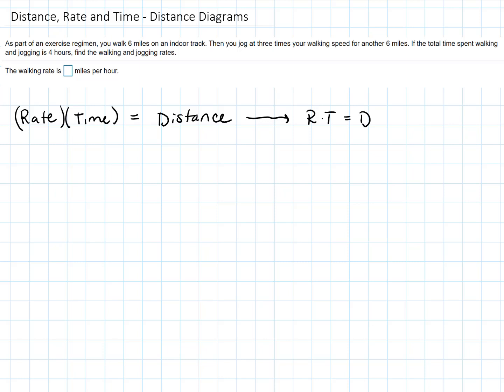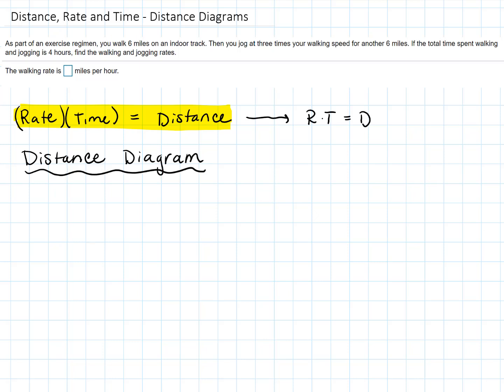So we're given a lot of information, and when I have a problem like this, I like to organize it, because there's so much information and I have to utilize this relationship between rate, time, and distance. I like to organize in what I call a distance diagram. A distance diagram is simply a way to organize information, take it out of the words and start putting it into some algebra.